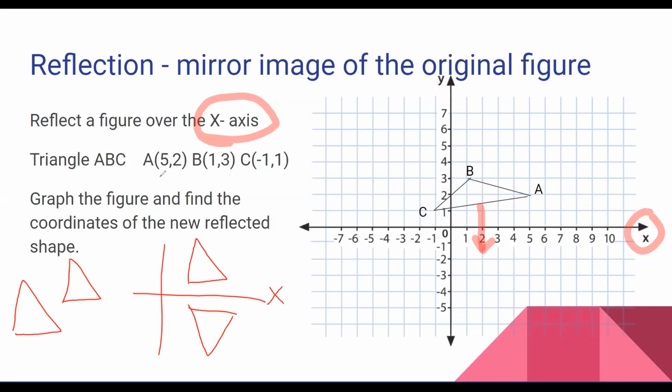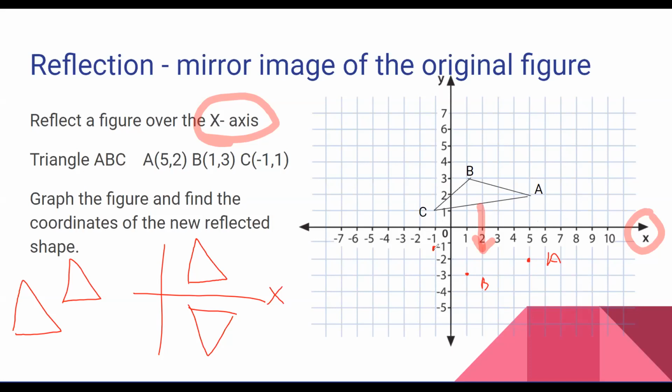So what I'm doing, and I'm going to look at point A first. If this is 5, 2, I'm reflecting it the opposite way. So I'm still going over 5 and then going down 2. So this is my new A for my second shape. Then for B, I was at 1, 3. So I'm still going to go over 1, but now I'm going down 3 instead of up 3. And then for my C, I was at -1, 1. So I'm still moving over -1, but instead of moving up 1, I'm now moving down 1.